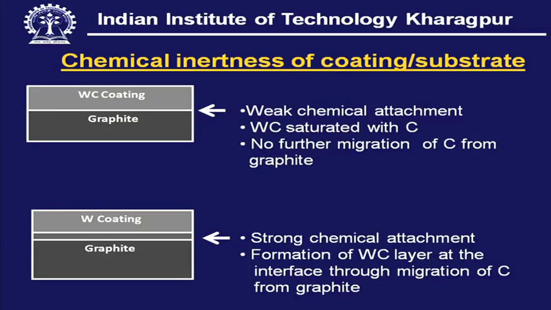But on the other hand, if it is possible to have first a coating of tungsten, which is unsaturated with carbon, what is meant here is that tungsten is a carbide forming element, and this tungsten can attract carbon from graphite to have a chemical bridging and chemical attachment, thereby forming a tungsten carbide.